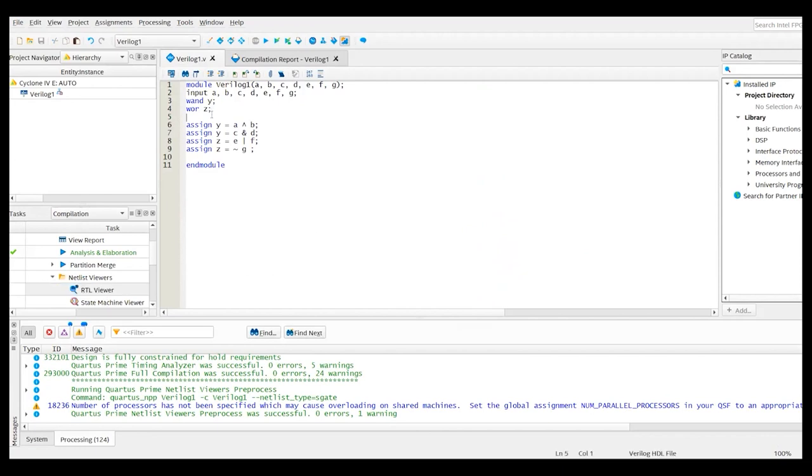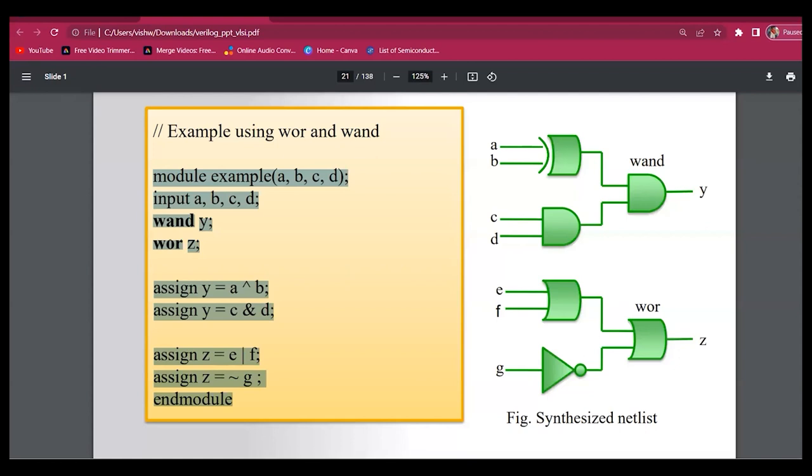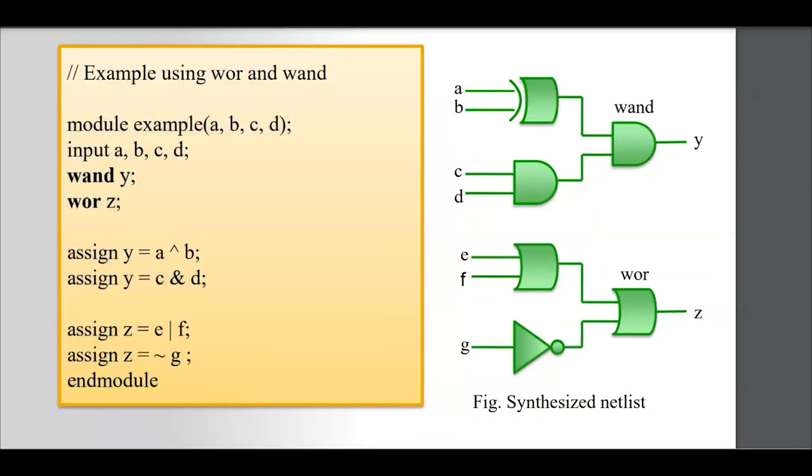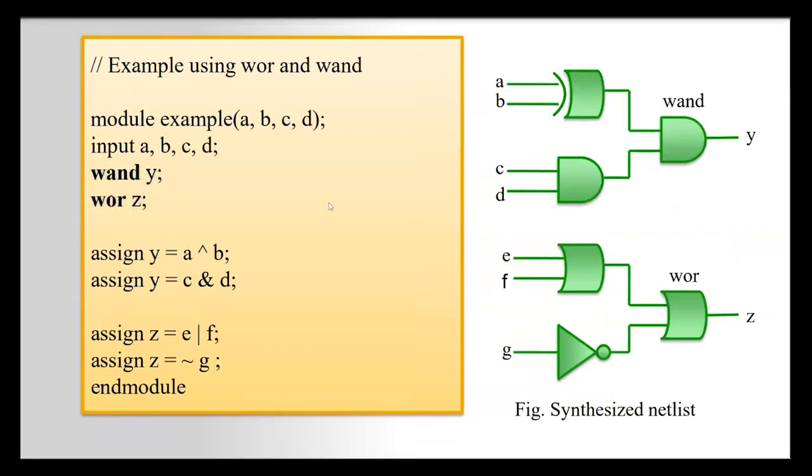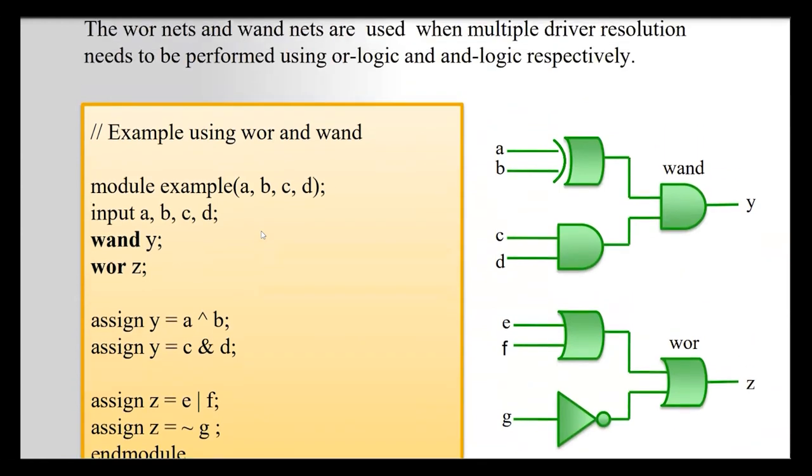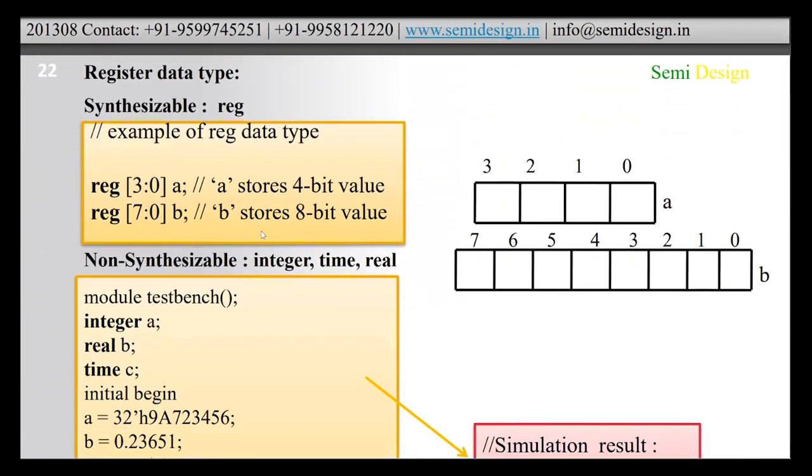Ma'am, Vivado accepts it, I think. Okay, just try in Vivado whether it is working or not. If you get that circuit diagram same like this, just ping in the group how you got the output. Okay, so WR and WN we can use for that purpose. So these are the three data types in the net type.